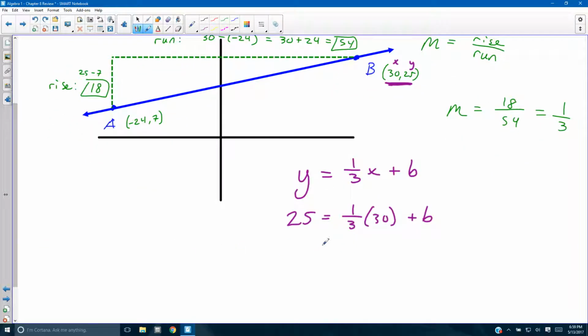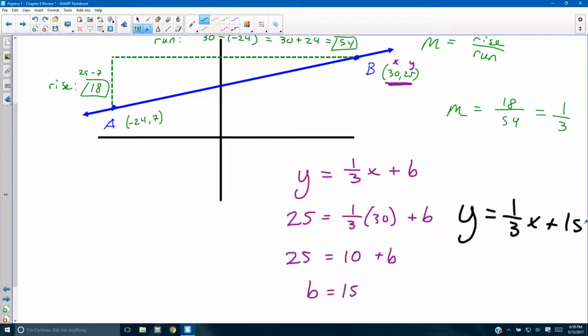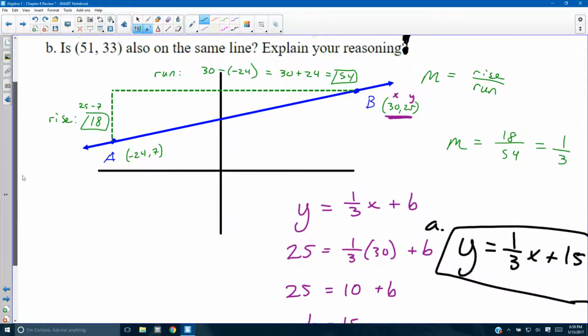1/3 of 30 is the number 10. That's 30 divided by 3. Subtract 10, you will get b equals 15. So the final equation for y equals mx plus b is y equals 1/3 x plus 15. Not too shabby. That's part A. That answers the question on part A. y equals 1/3 x plus 15.